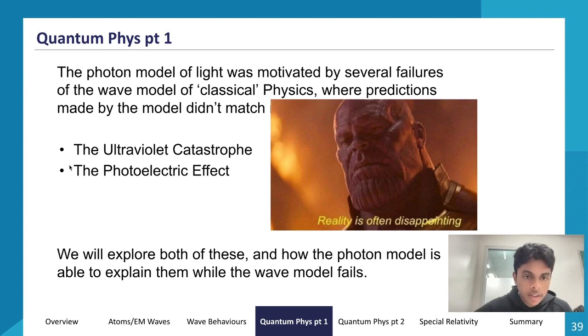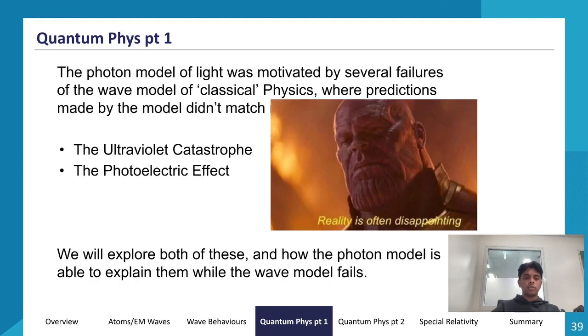You really need to be able to describe the ultraviolet catastrophe, or at least know how it affected our understanding of physics. Same with the photoelectric effect. For the photoelectric effect, you will have to do calculations on that in module 7 as well. We'll look at both of these and explain how the wave model fails for both of them.